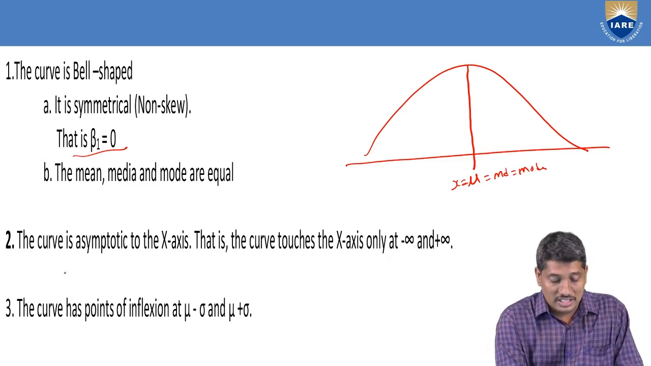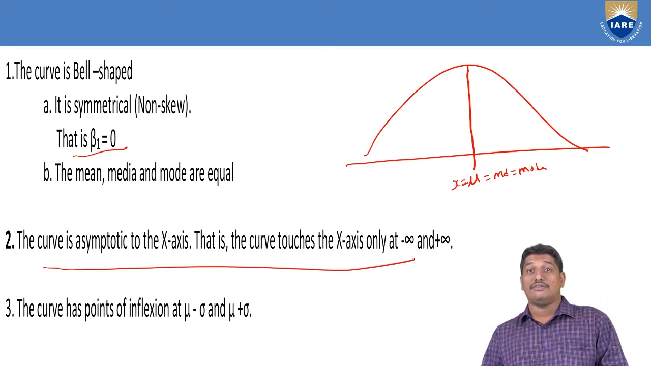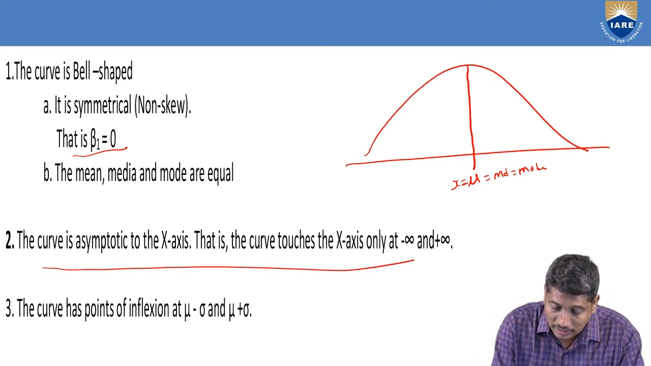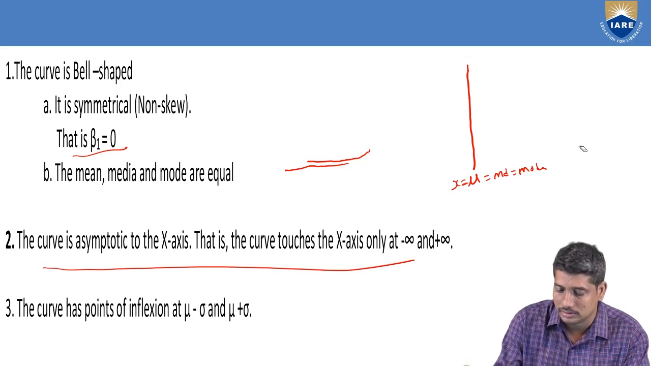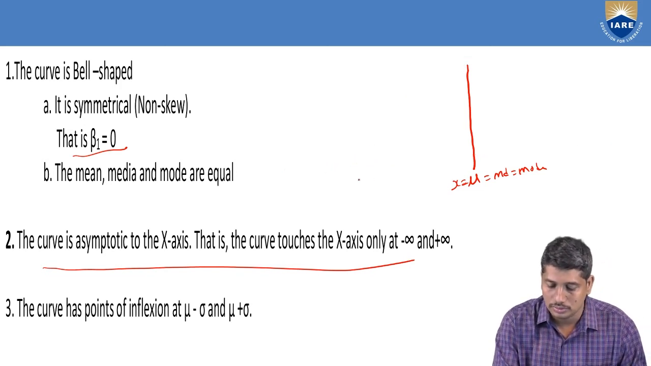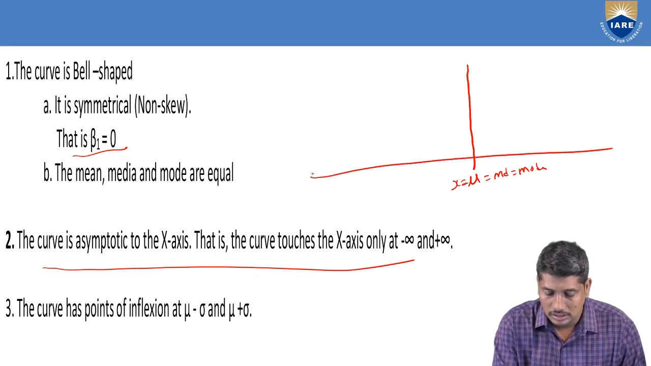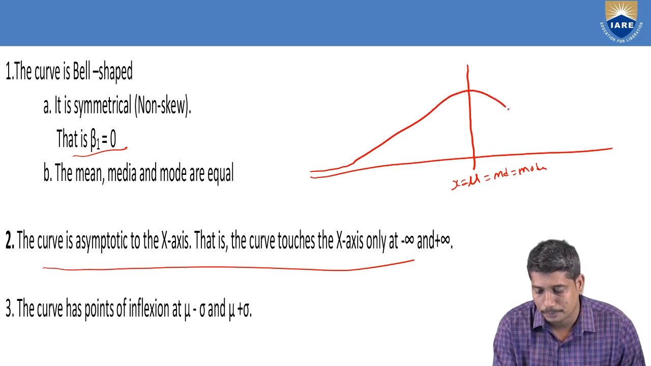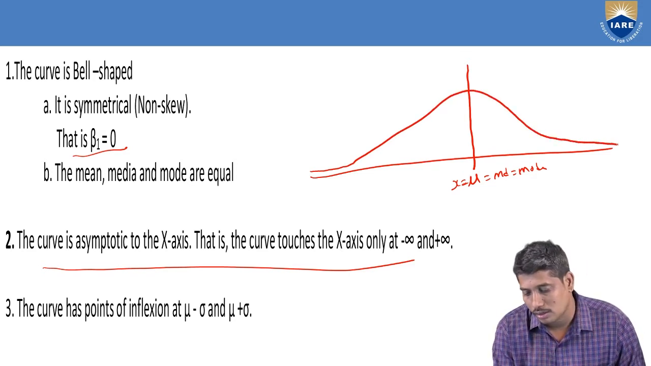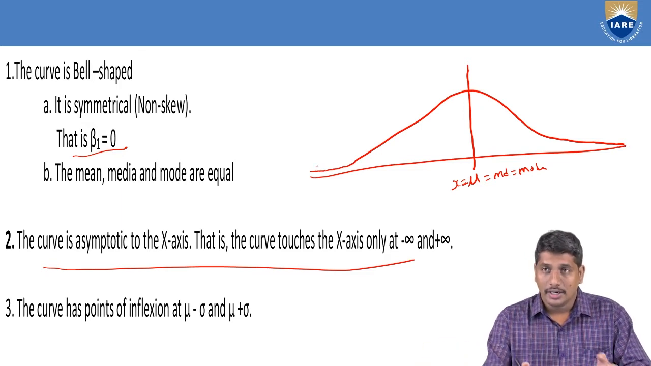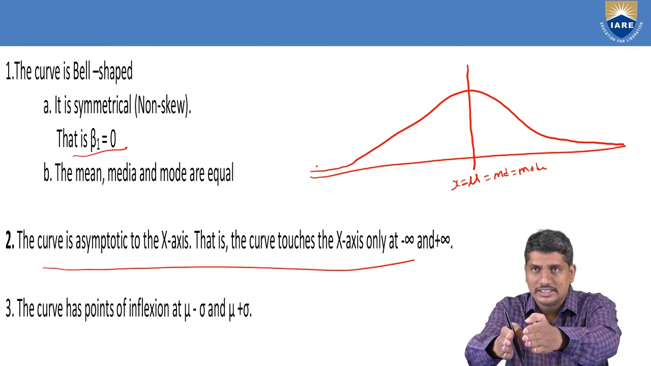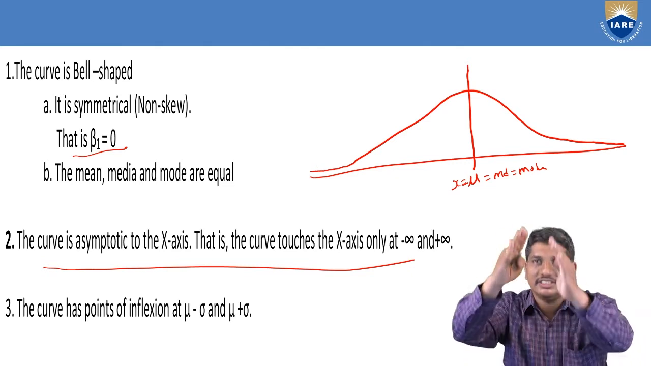And the curve is asymptotic to the x-axis. This is a very interesting thing. If you see the graph of a normal curve, at the ends, the terminals, it goes very close to the x-axis as you move on, but it never touches the x-axis.